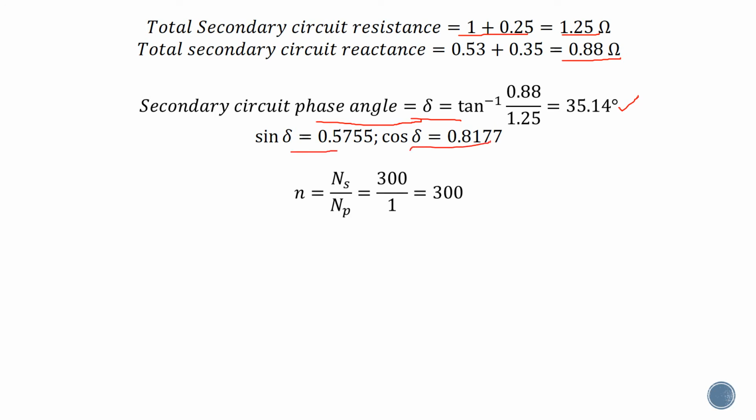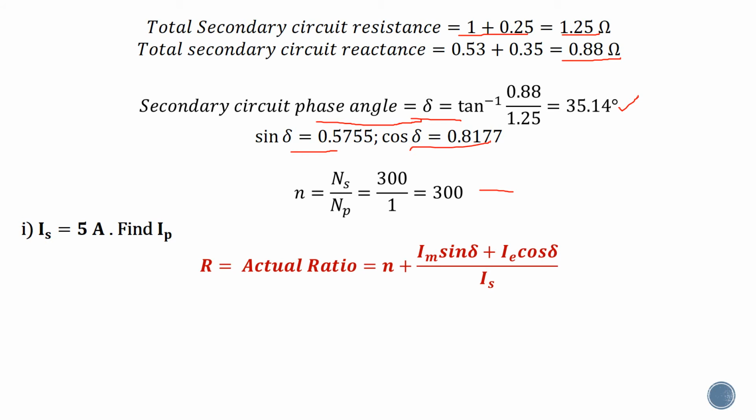Turn ratio can be calculated by dividing the number of turns in secondary by the number of turns in primary. And therefore, the turn ratio comes out to be 300. Solving the first part, where we have to calculate the primary current when the secondary current is given as 5 ampere.